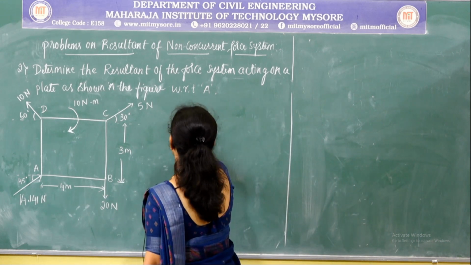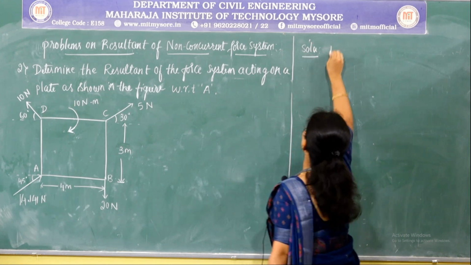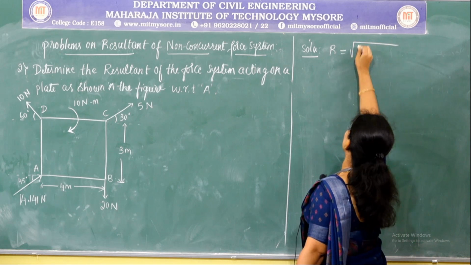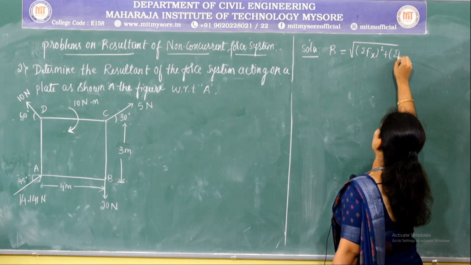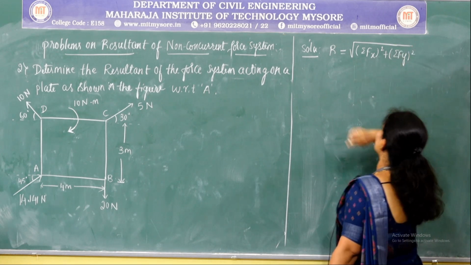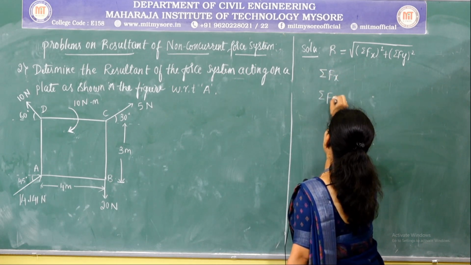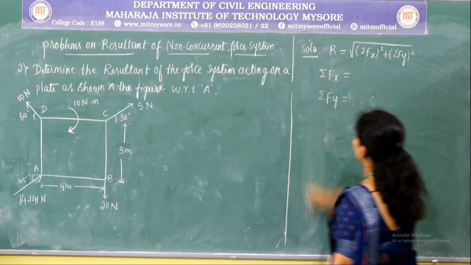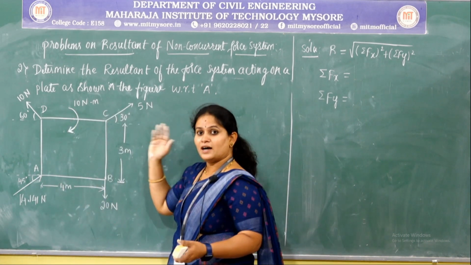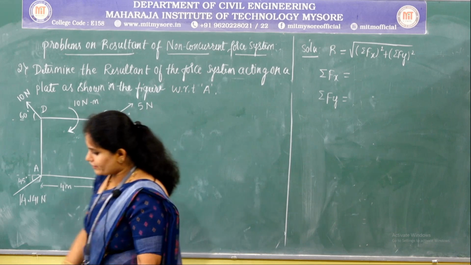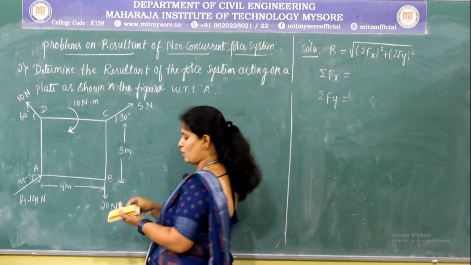Now we shall consider finding out the resultant. We know that again the formula is summation of Fx whole square plus summation of Fy whole square. So, first find out the value of Fx and Fy. Before finding this Fx and Fy, the given system of forces consists of inclined forces also. So, first what we have to do is we need to resolve this given force into its components.